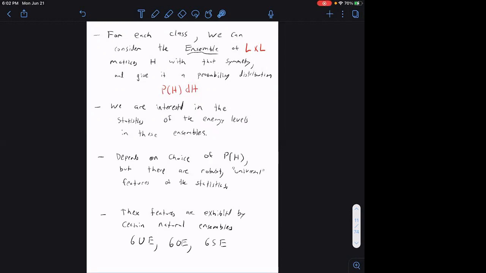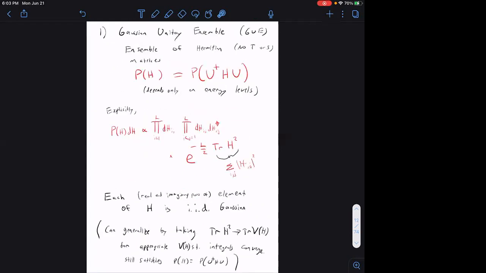And the specific choice of P of H that we're going to focus on goes under the name of GUE for the no time reversal symmetry class, GOE for time reversal squared +1, and GSE for time reversal squared -1. So now we're going to describe what exactly are these distributions for these different classes.